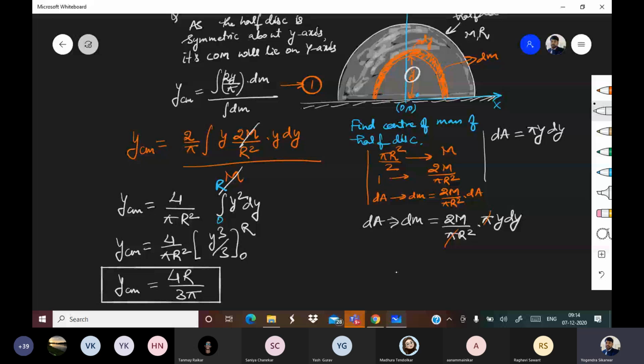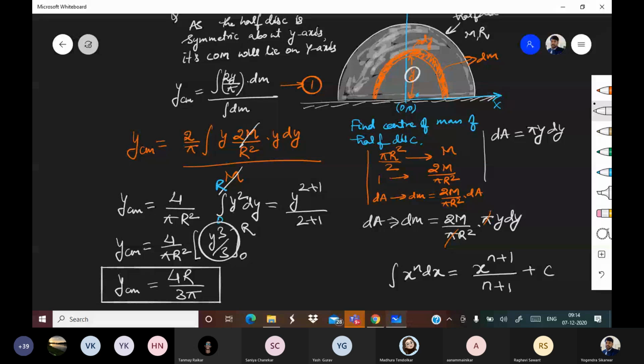See, there is a formula: integration of x to the power n dx becomes x to the power n plus 1 upon n plus 1, plus c. So y square dy becomes y to the power 2 plus 1 upon 2 plus 1. So that becomes y cube by 3. Can you see that? Say yes, sir. Yes, sir.